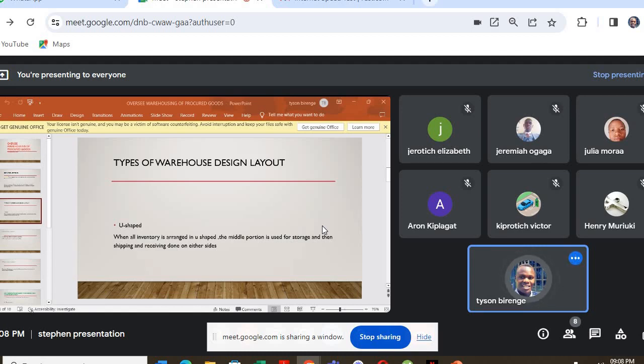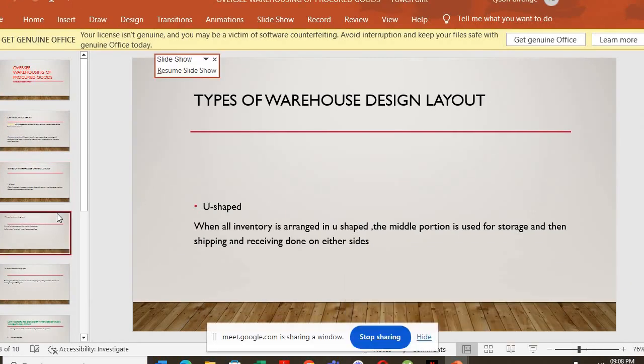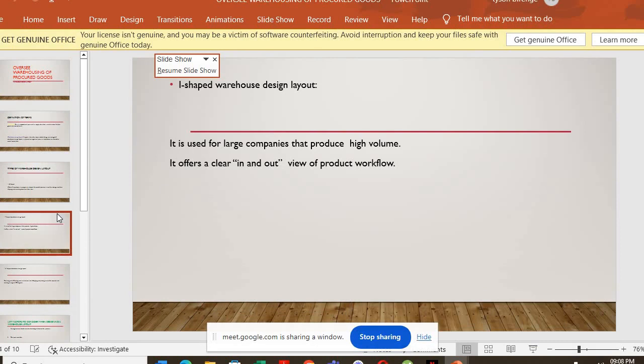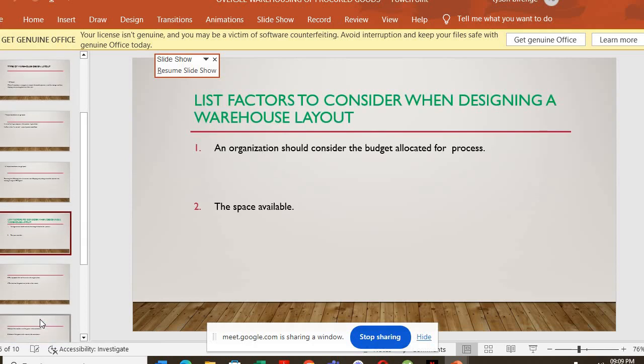So there are so many types of warehouse design. The U-shaped is one of them, and we have the I-shaped warehouse design, and the L-shaped design. This doesn't mean that these are the only warehouse designs. We have a number of them, and as good students you are, you will proceed and do research on more. We have T-shaped, as you will proceed and get those designs.